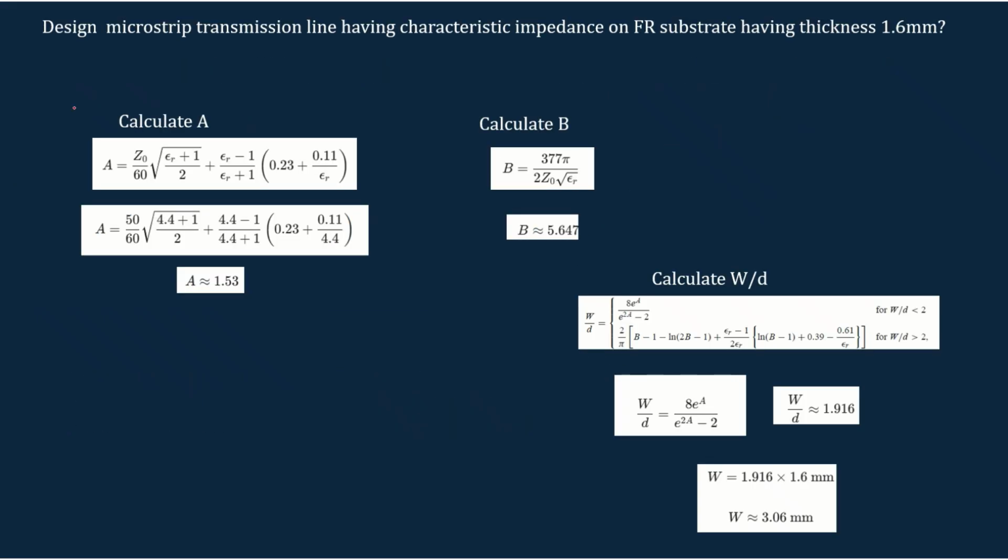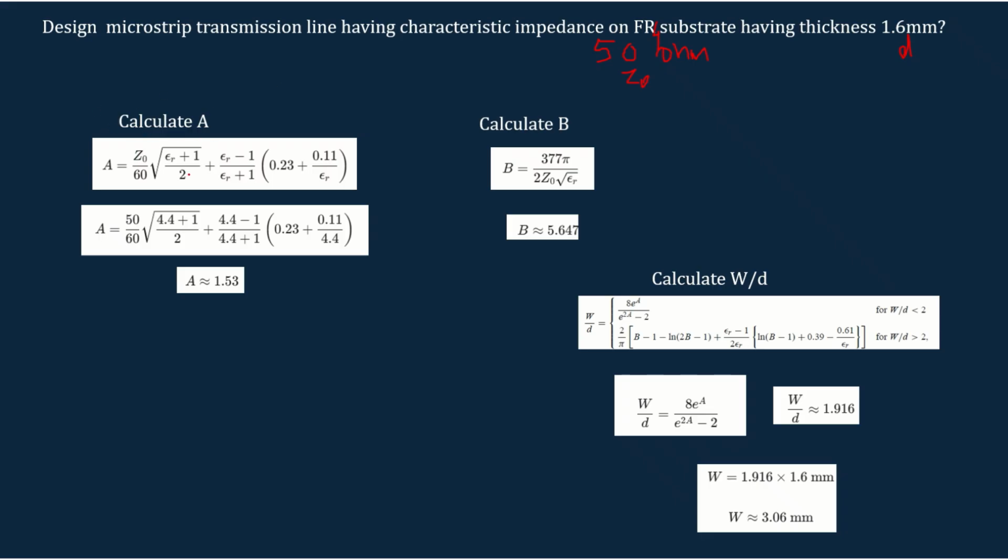So let me show an example. Here we have to design a microstrip transmission line having a characteristic impedance. Sorry, 50 ohm is the characteristic impedance. I forgot to mention it here. So 50 ohm is the characteristic impedance on an FR4 substrate having a thickness of 1.6 mm. The first step is, we know the thickness D and we know the characteristic impedance Z0. So first we have to calculate A.